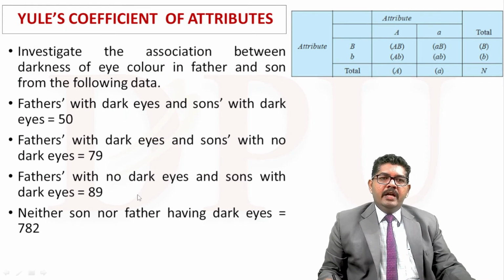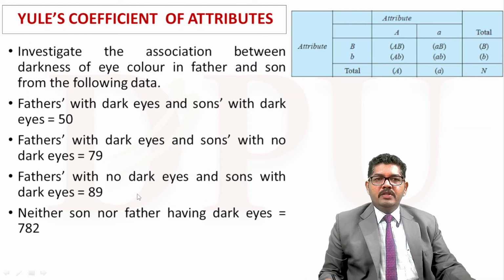So we have an example here. Investigate the association between the darkness of eye color in father and son from the data. We have some data on the basis of which we have to calculate Yule's coefficient, and judge whether there is any association between the darkness of eye color in father and son. Fathers with dark eyes and sons with dark eyes is 50.